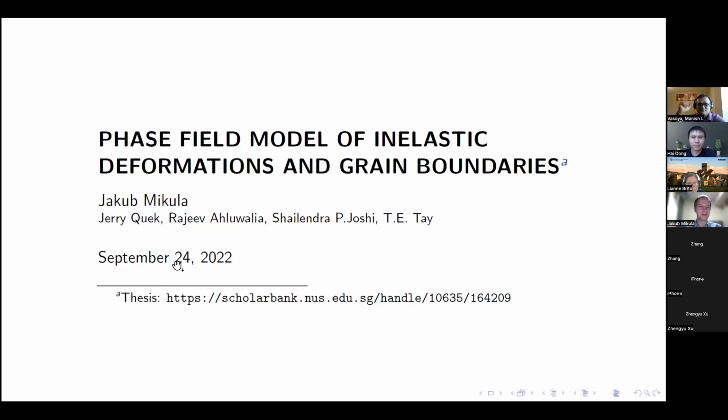So as you mentioned, what I would like to share with you today is some of my work that I did during my PhD at NUS, and that was mostly related to developing a phase field model of grain boundaries, and then coupling grain boundary evolution with some other mechanisms within the grains. I did my PhD at National University of Singapore, also supported by A*STAR, Agency for Science, Technology and Research. I actually had 4 supervisors during my PhD: Jerry Quake, Rajiv Aluvalia from A*STAR, and Prof. Shailendra Joshi and Prof. T.T.